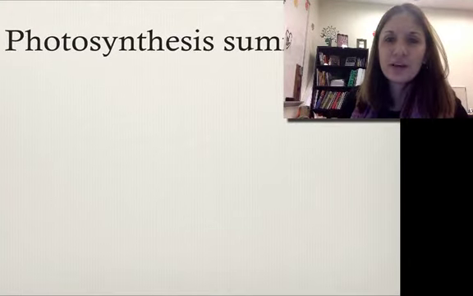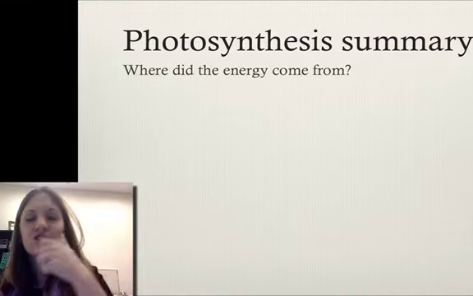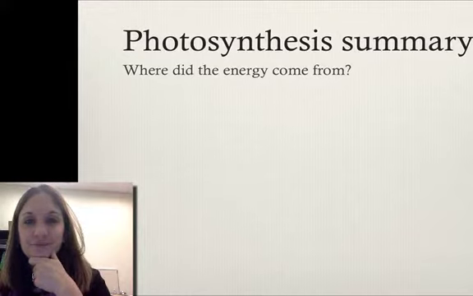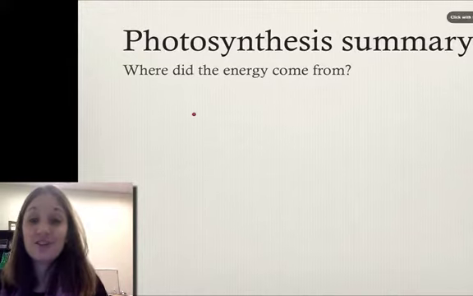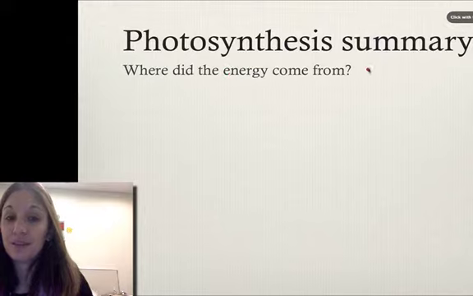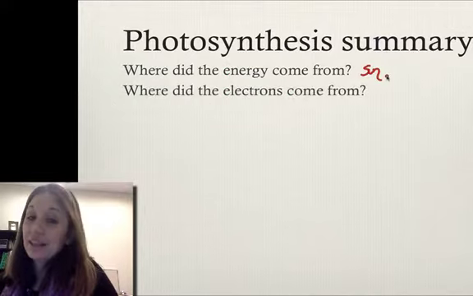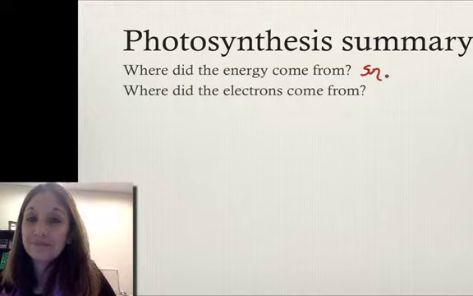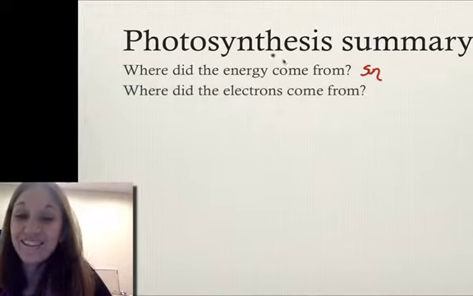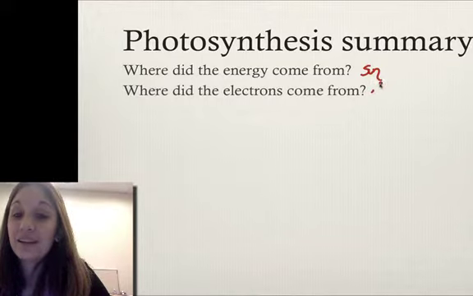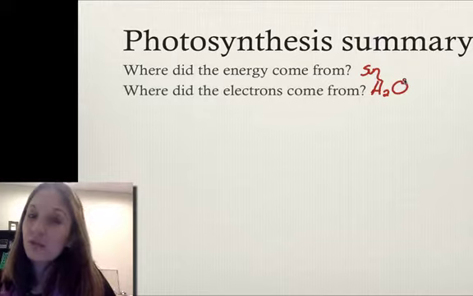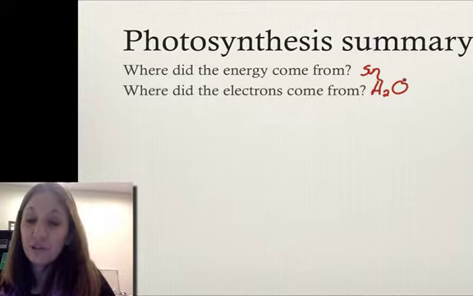So let's do a quick summary here. Where does the energy come from in photosynthesis? That's right. Energy in photosynthesis is coming from the sun, or light energy. Where do the electrons come from? The electrons originally are going to come from the splitting of water. Remember that splitting of water in photosystem 2 is going to replace the electrons that are lost in that first photosystem.